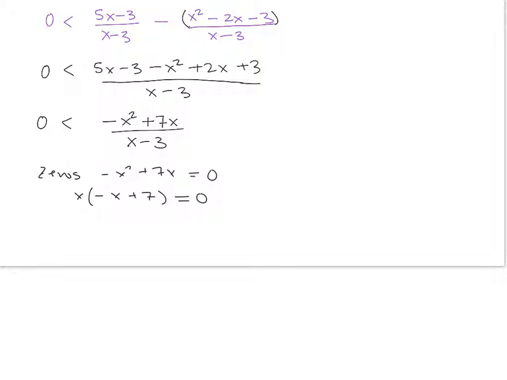So what are the zeros? And great. And where is our undefined, vertical asymptote place? x equals 3.